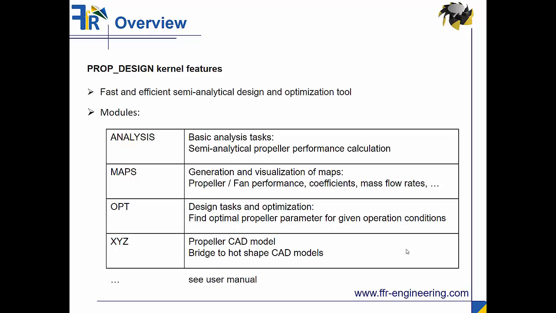This is actually a design tasks and optimization module. So given an operating condition, for example the velocity you aim for in your aircraft vehicle, then you can find with this opt module the optimal propeller parameters for these given operating conditions. This is of course quite neat for you as a designer of propellers. And then you have the XYZ module, which could be seen like the bridge to CAD models. So from there you can get data which could be used for CAD models.